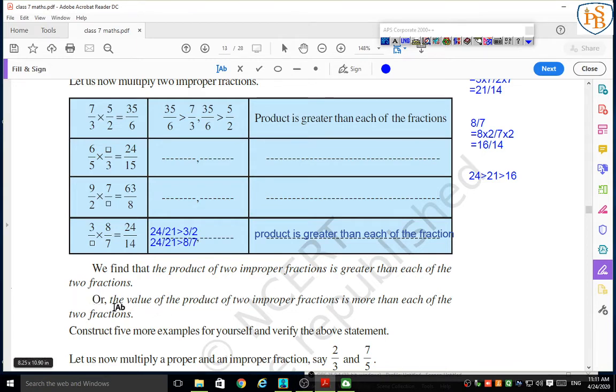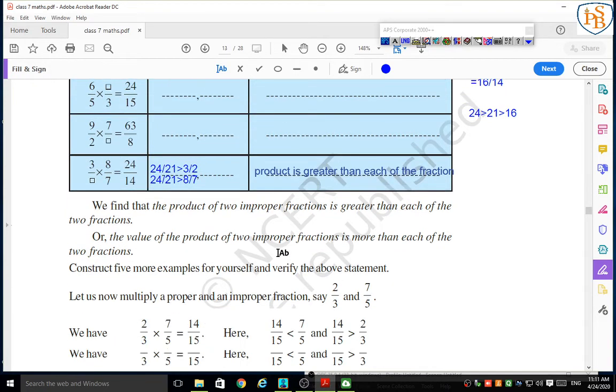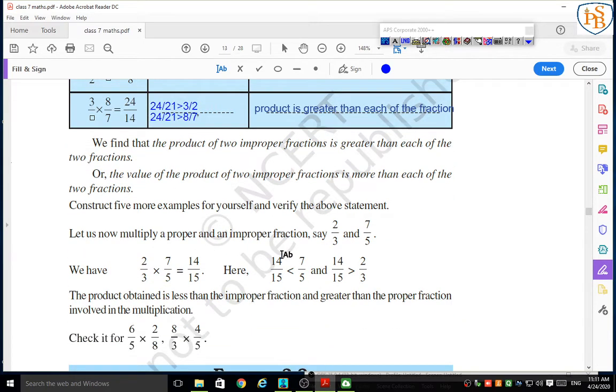So look at here, we find that the product of 2 improper fractions is greater than each of the 2 fractions. Already we have studied that the product of 2 proper fractions is smaller than each of the 2 fractions. But what about improper fractions? The product of 2 improper fractions is greater than each of the 2 fractions. Okay, now we will move forward.